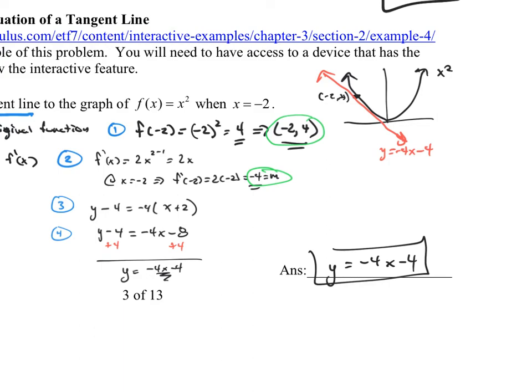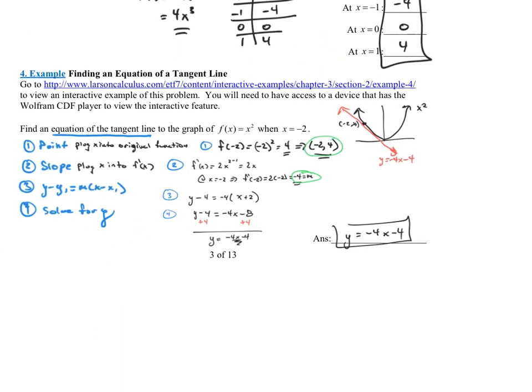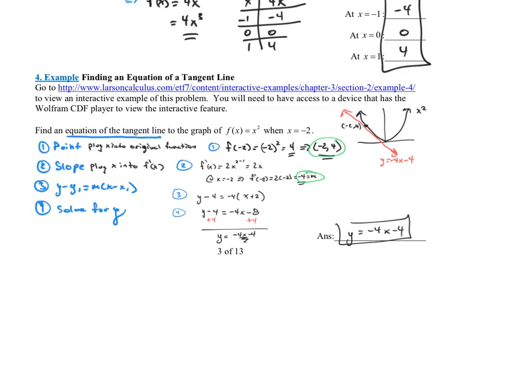No limits required. We were able to use the power rule. That's always your process for finding the equation of a tangent line. I guarantee that will be on tests 1, 2, and 3, as well as your final exam. So you need to know those.